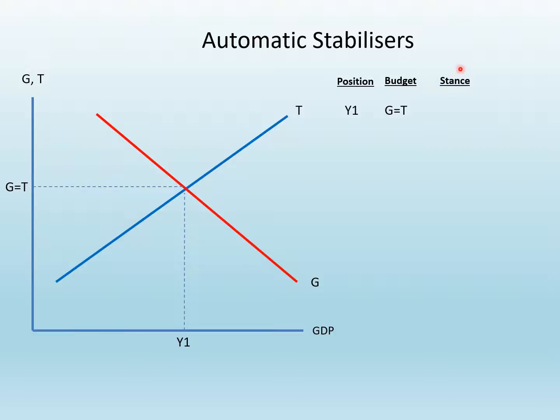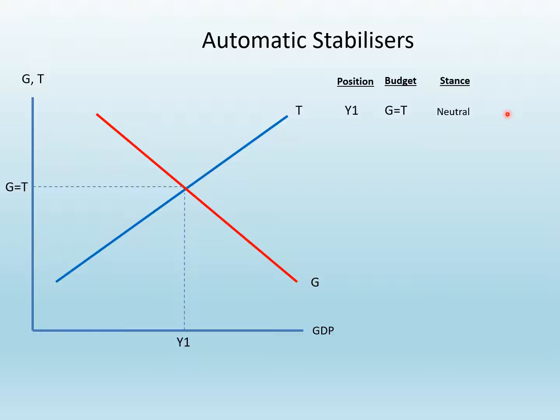At Y1, we have a situation clearly in the diagram where government expenditure is equal to taxes. And when government expenditure is equal to taxes, I'm taking the same amount of money out of the economy, €1 million, as I'm putting back into the economy, €1 million. So in that instance, we would talk about the stance of the government budget as being neutral.